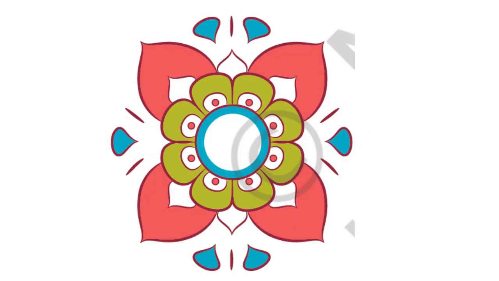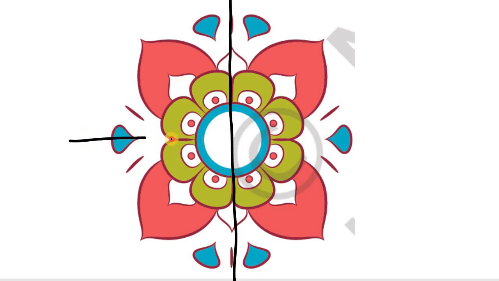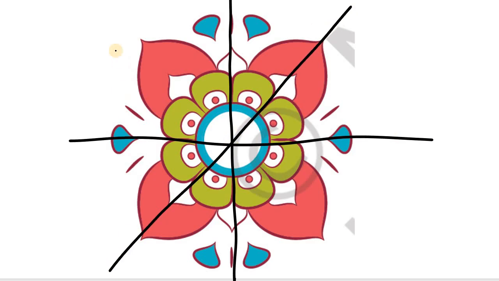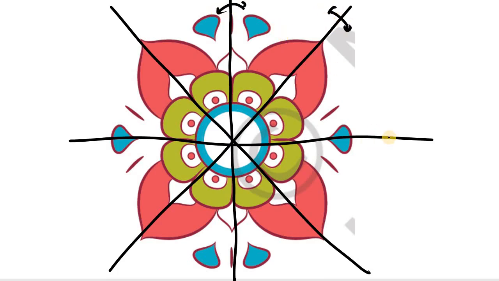Next, what about this figure? What do you think? Look carefully. The first line can be drawn like this. So this is one line, another like this, second line, another like this, third line, another like this, fourth line, right? Compare all the sides, you will find that there is symmetry. So there are 4 lines of symmetry in this figure.